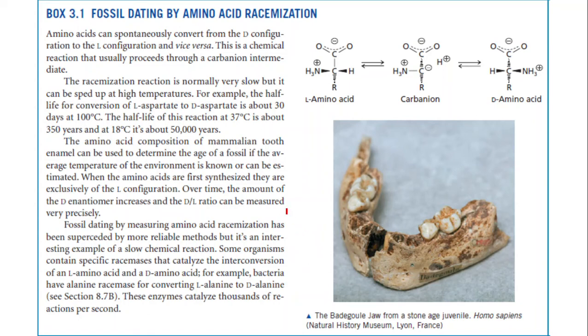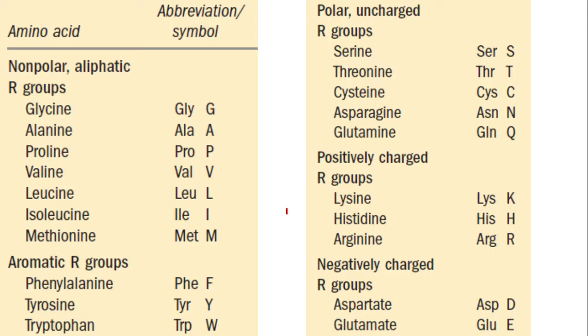Now we are moving into the next slide. Here is a list of all the amino acids. If you count them, you will see there are totally 20 amino acids, and they are classified under different heads. You see, non-polar aliphatic R groups, those amino acids which are having non-polar aliphatic R groups. How many are there? 1, 2, 3, 4, 5, 6, 7 are there.